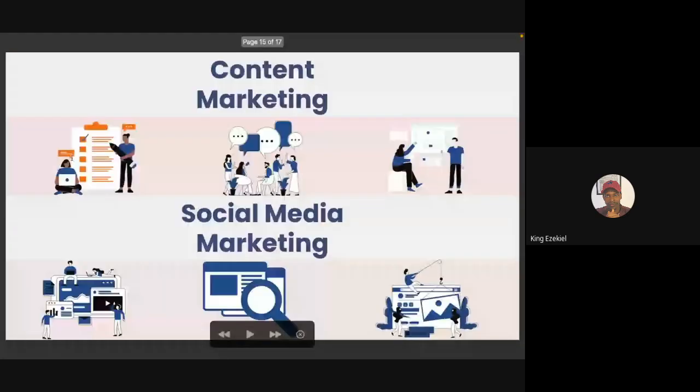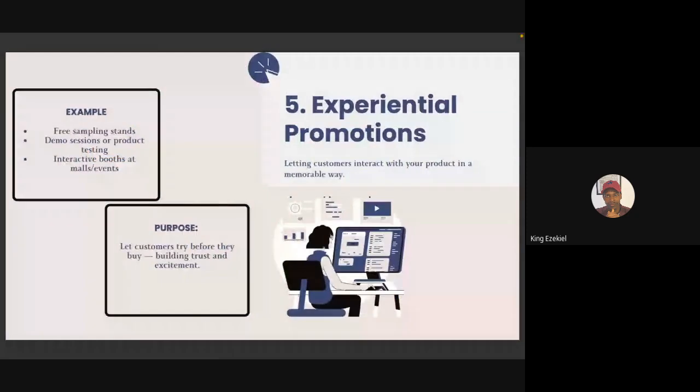Like I said, Tesla, they do that a lot. You just drive around in the Tesla, you feel the chair, you feel the breeze, and you spend your life savings to buy the Tesla. What about interactive booths? Some will allow you to interact with the product, like a phone showcase. You can touch the phone, you can interact with it, feel it. You imagine, if I own this thing, I'll be able to do all of this. You spend your money on it. So the purpose is to let customers feel trust and excitement.